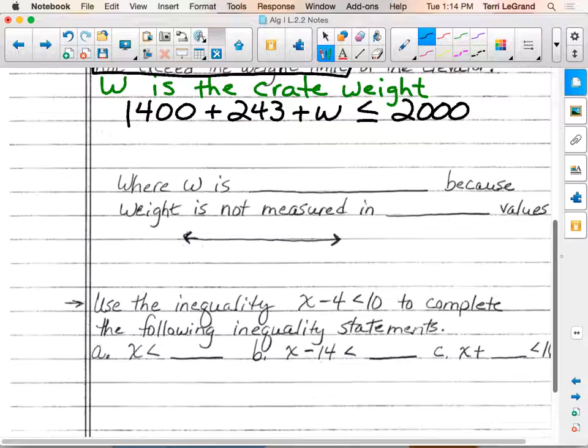Okay, so I think this is a good setup. The total weight in the elevator has to be 2,000 pounds or less. Go ahead and solve that now.